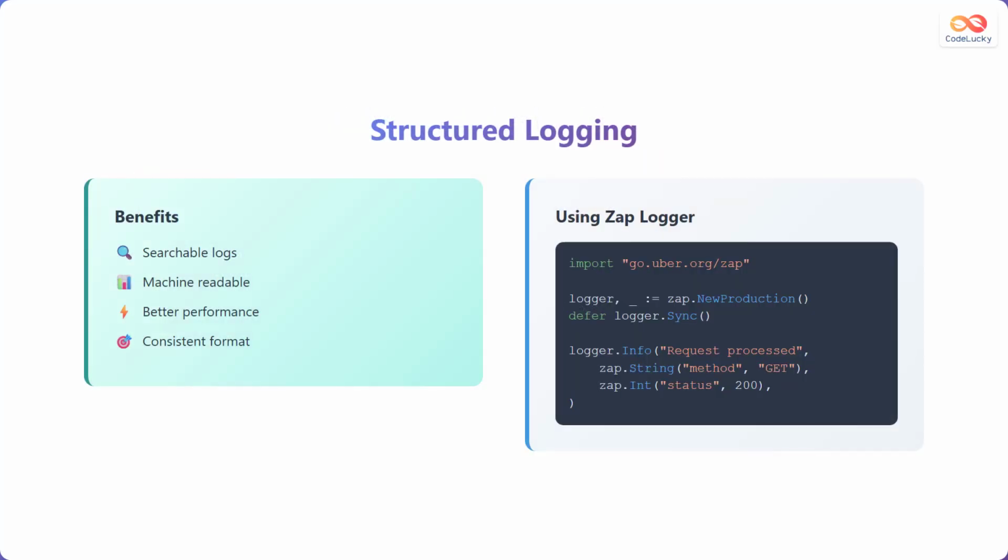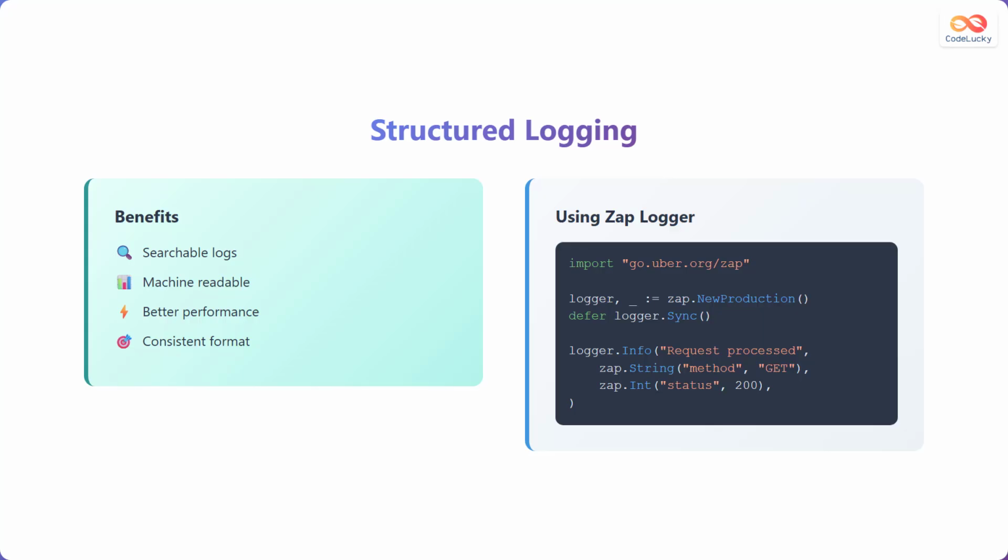Structured logging is a game changer for production applications. Unlike traditional text-based logs, structured logs use a consistent format that machines can easily parse and analyze. The benefits are significant. Structured logs are searchable, allowing you to quickly find specific events or patterns. They're machine-readable, enabling automated analysis and alerting. They offer better performance since parsing is more efficient. Most importantly, they provide a consistent format across your entire application.